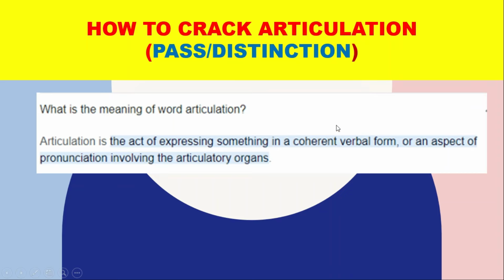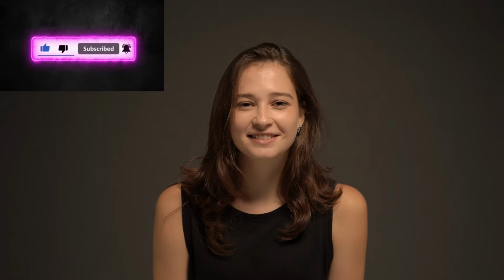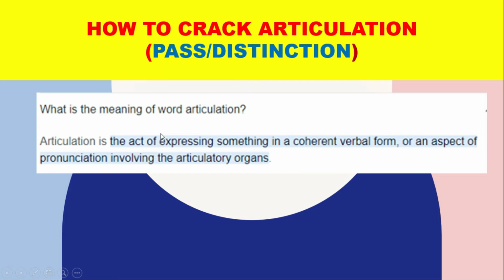Most associates don't know the meaning of articulation, even after completing the whole course. Basically, articulation is expressing something in a coherent verbal form, or an aspect of pronunciation involving the articulatory organs. This means that in verbal form we say things clearly and in a concise manner.